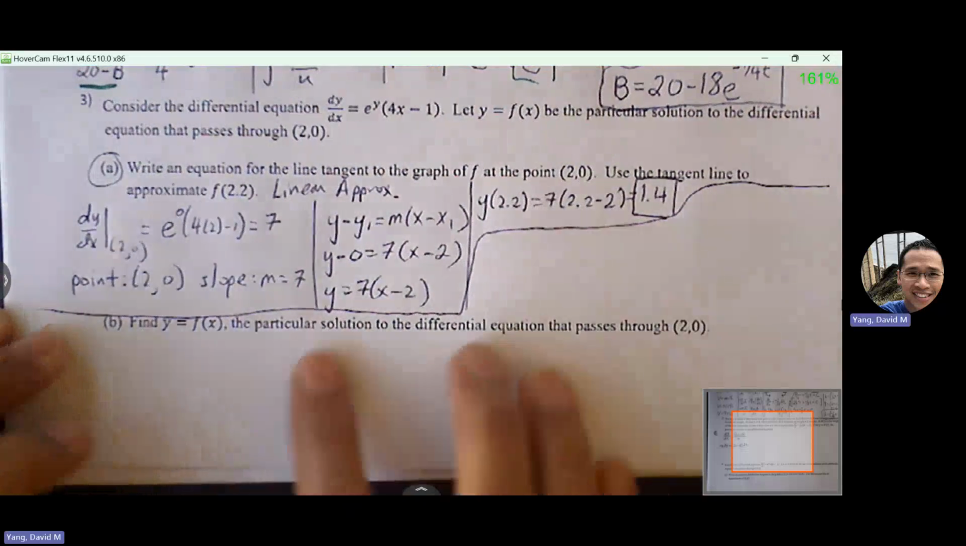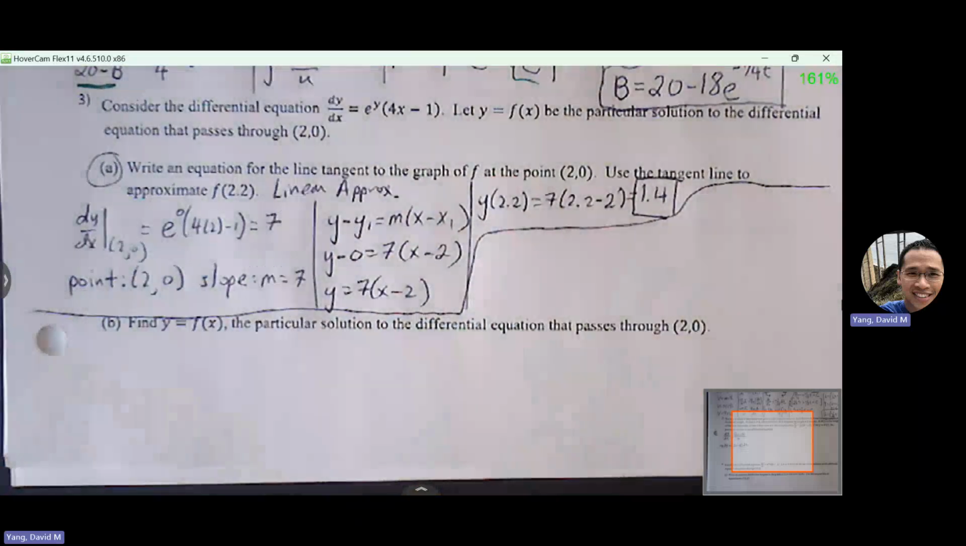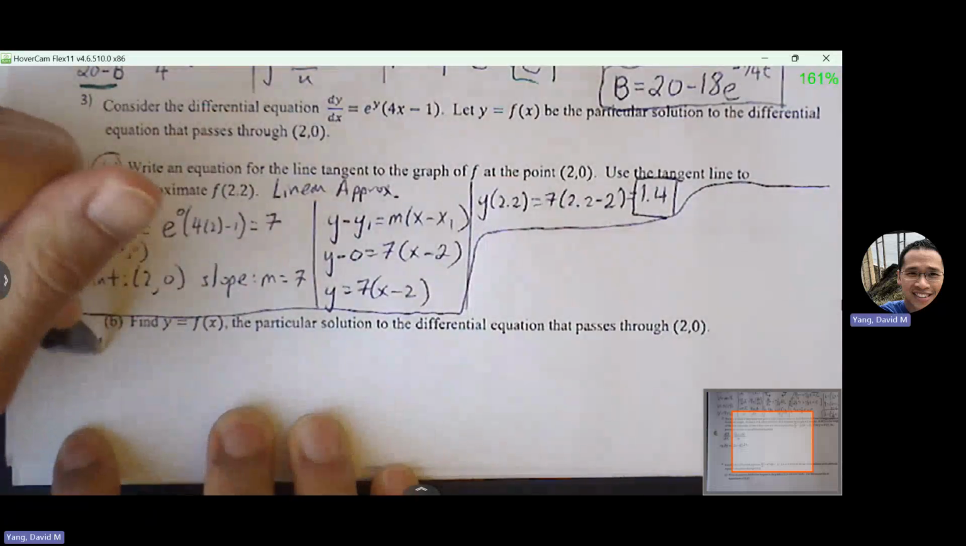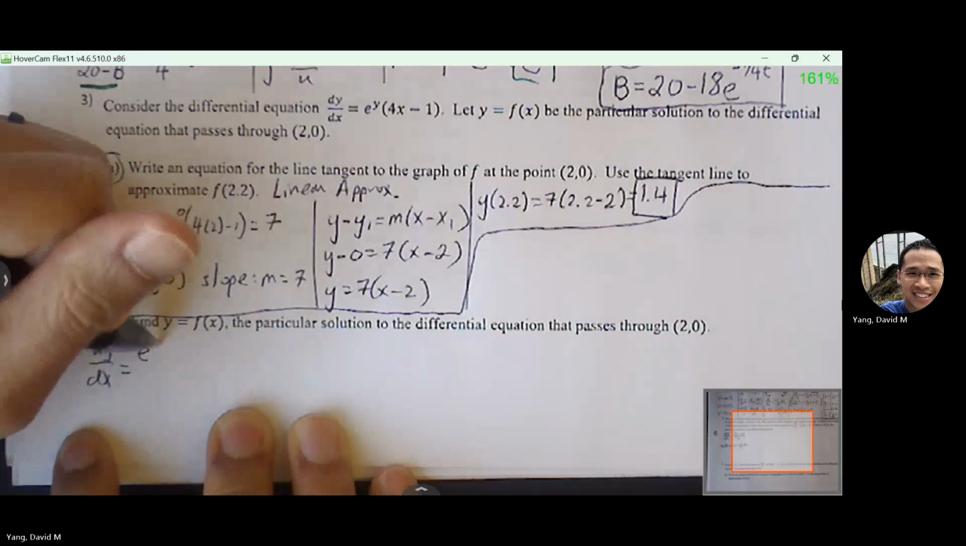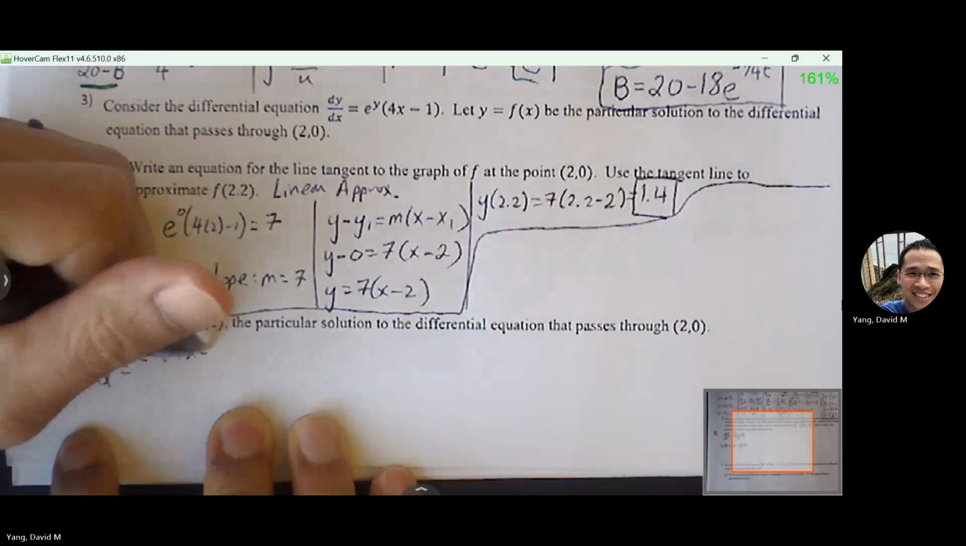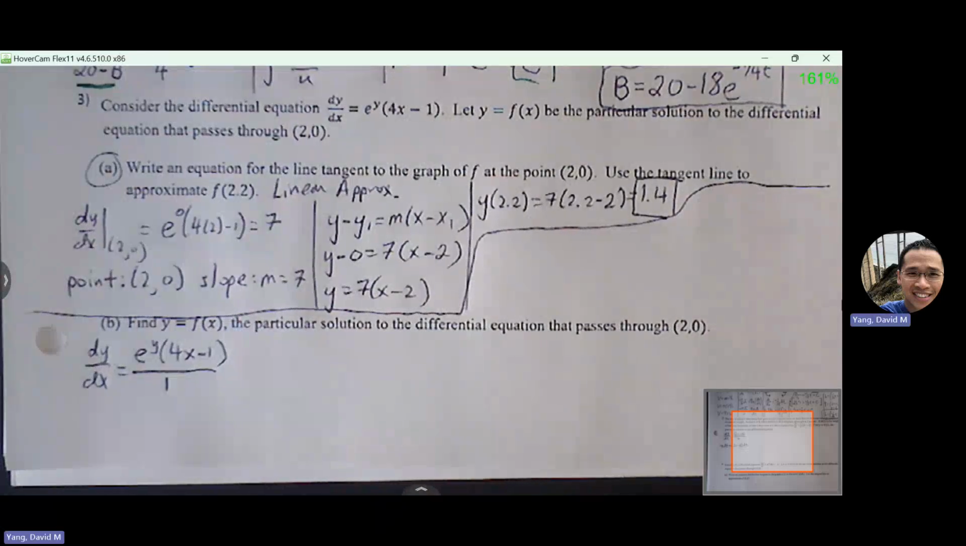All right, so part B is where we're going to go through solving the differential equation. We're going to go through our process, separating our variables. X is on the right, Y is on the left. Start by cross multiplying. Don't resolve the parentheses. The parentheses is there to help you make sure that the 4x minus 1 stays together.